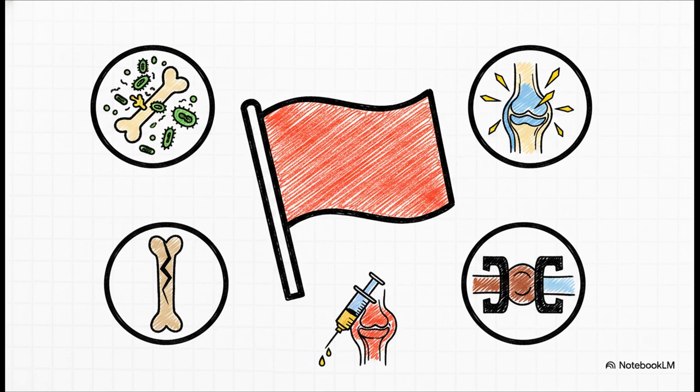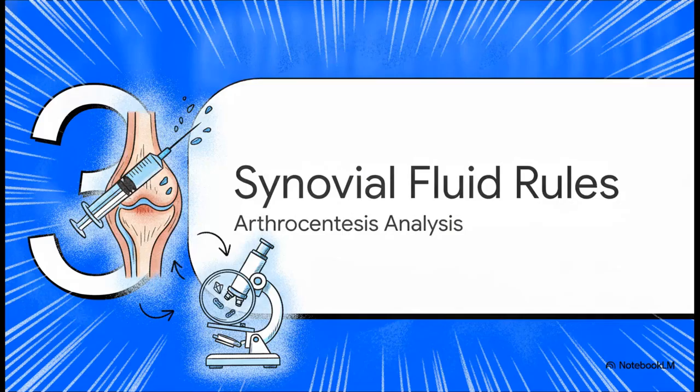Basically, if a patient presents with a hot, swollen, acute monoarthritis, you have to assume it's a red flag until proven otherwise. And proving otherwise? Well, that usually means we need to get a sample from inside the joint itself.